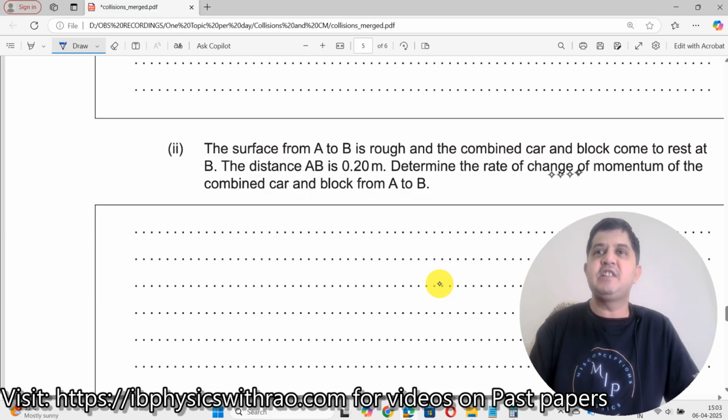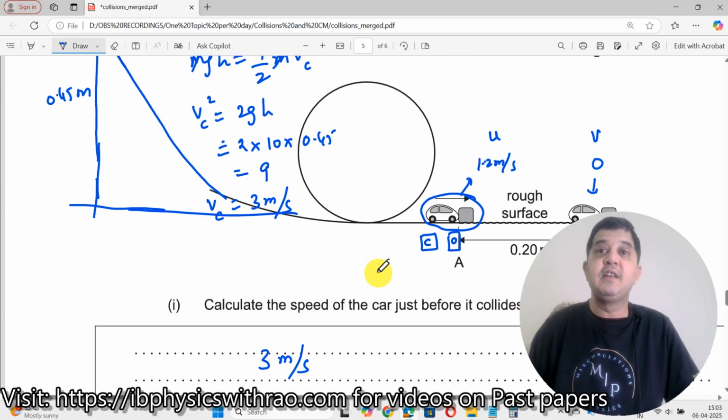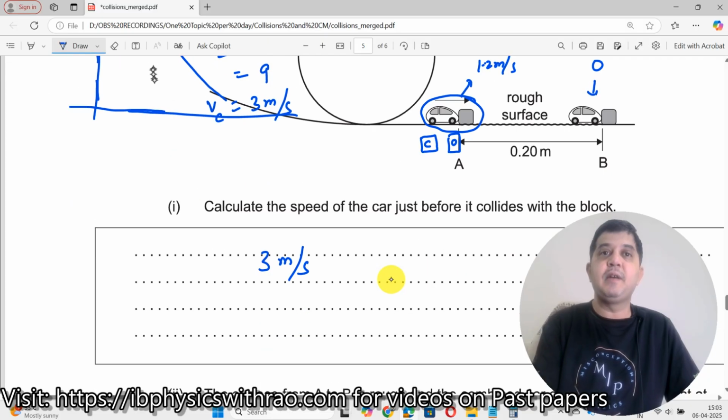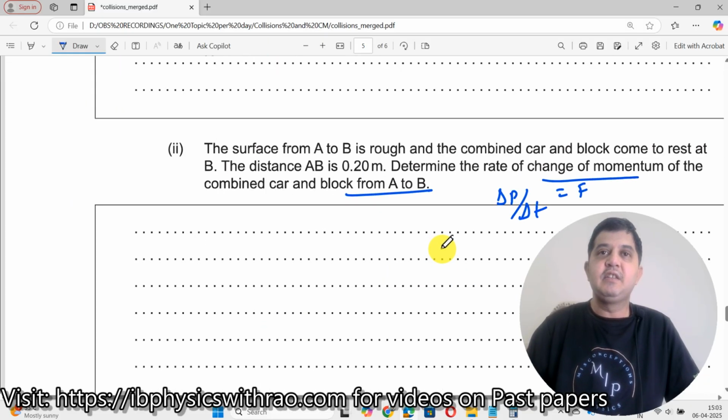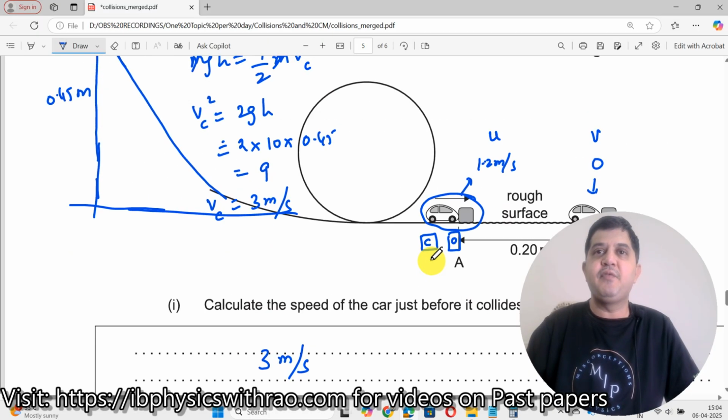Determine the rate of change of momentum. He's asking what is the rate of change of momentum of the combined car and the block from A to B. Rate of change of momentum is delta P divided by delta T. What is delta P by delta T? It is nothing but force. Which force? How does the car have a force? See, the car came from a larger height over here. It gained a larger velocity over here, and it did not have any force on its own.